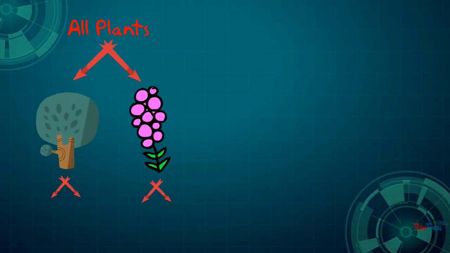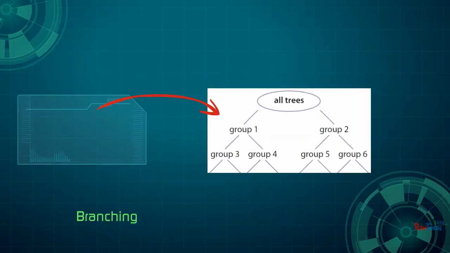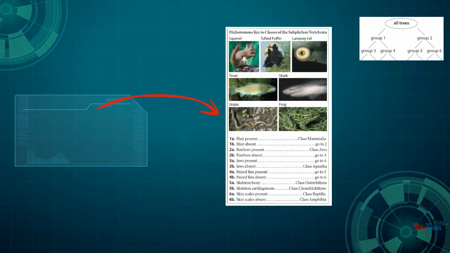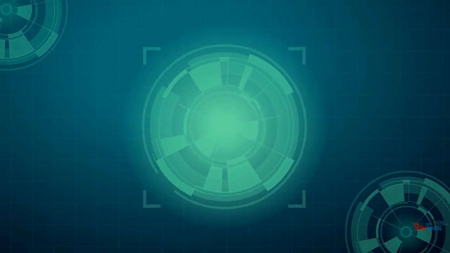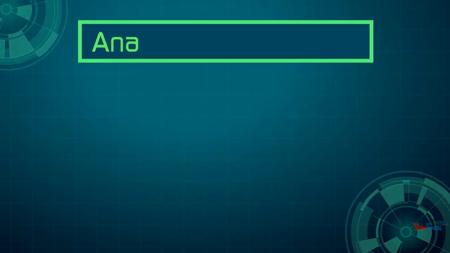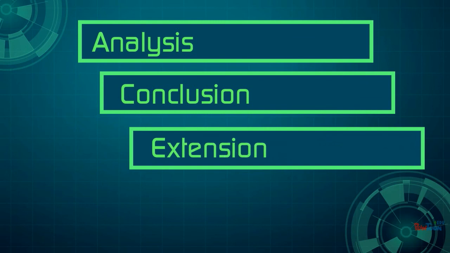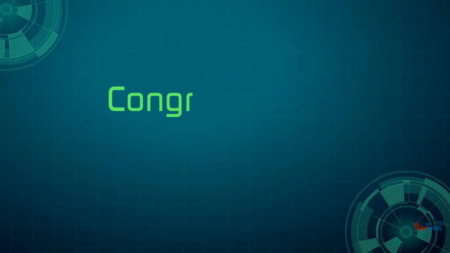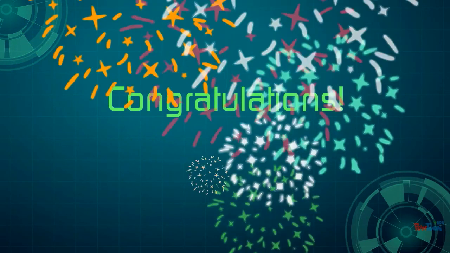Now you can complete your own dichotomous key. Please check with your instructor once you are done. Remember to create both a branching tree diagram and a dichotomous key. Please finish this lab by answering all analysis, conclusion, and extension questions. Congratulations! Now you are an expert at classifying living things.